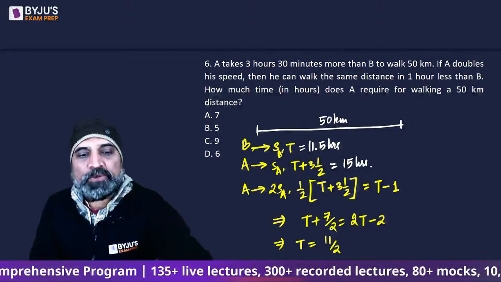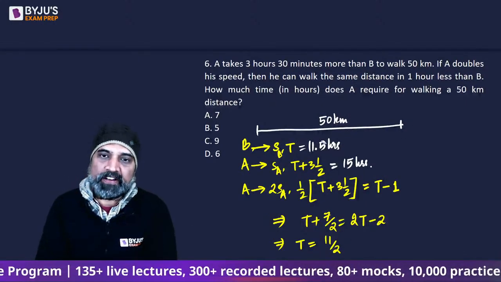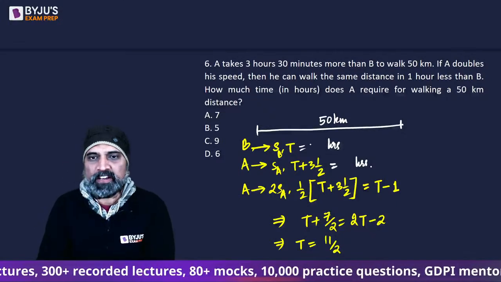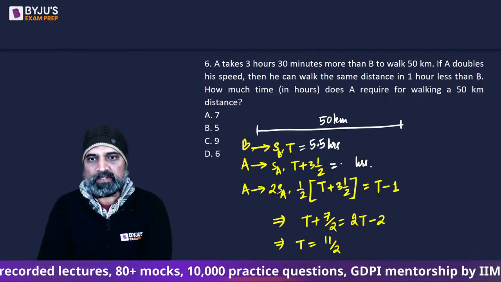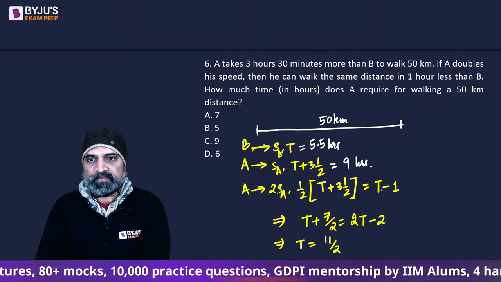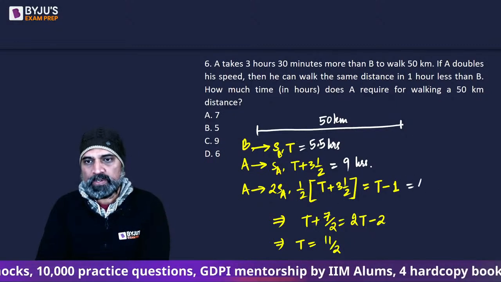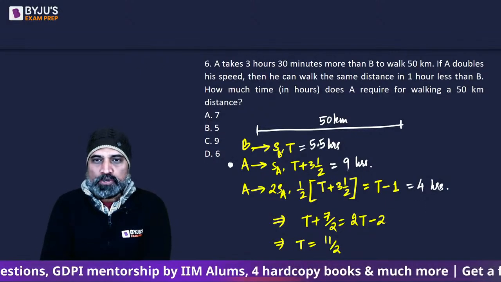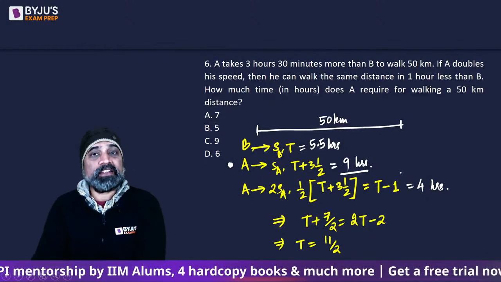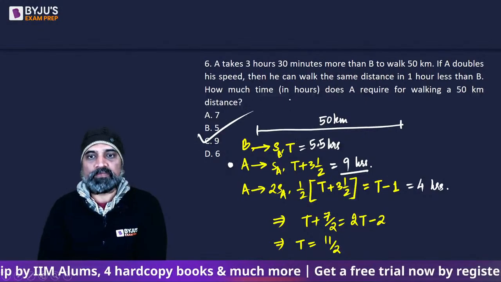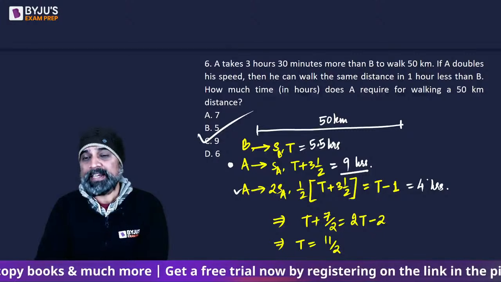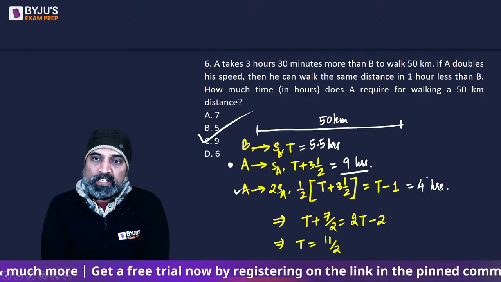Sorry, 11 by 2 is not 11.5. That's what I'm saying. Why doesn't it make sense? 11 by 2 is 5.5 hours. And this will become 5 minus 1, that is 4 hours. So if he walks by his usual speed, he will be taking 9 hours to cover that 50 kilometers. If he doubles his speed, then he will be taking only 4 hours.